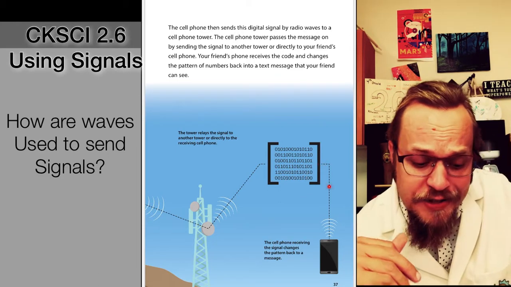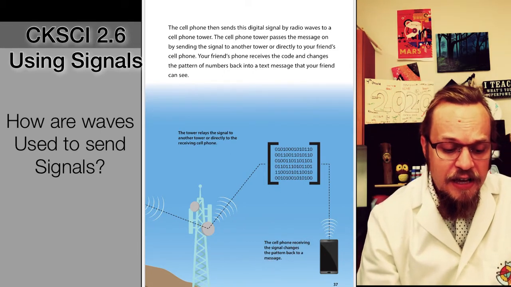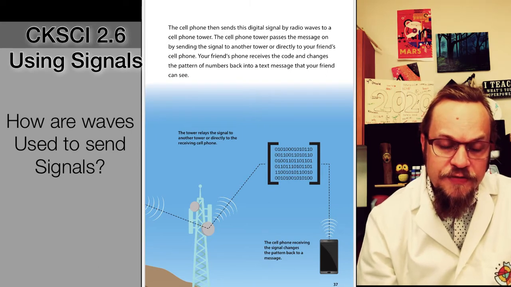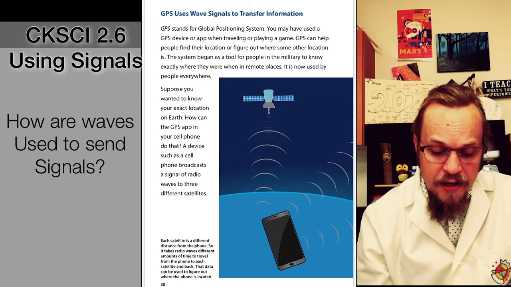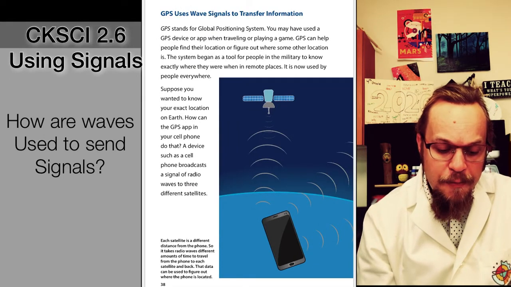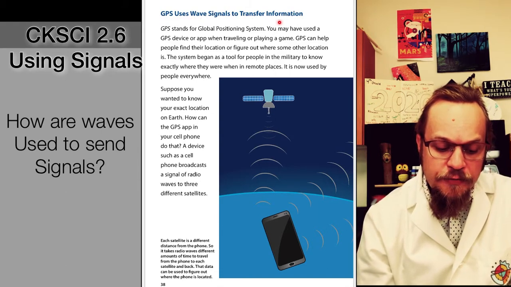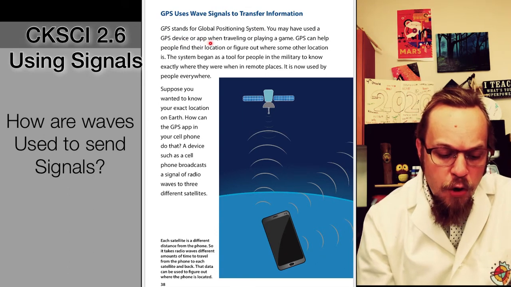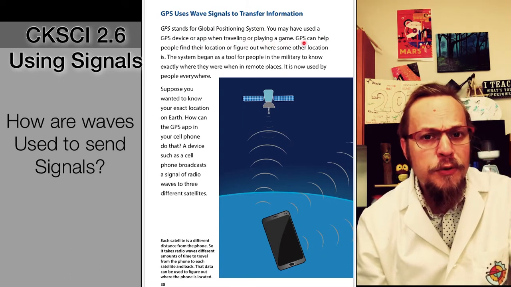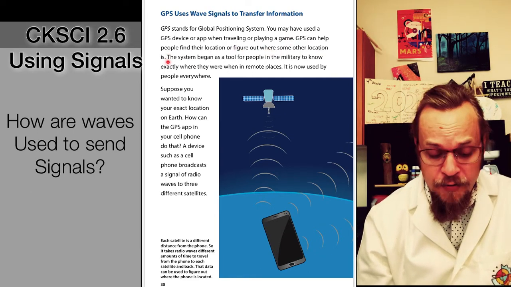Another type of technology that uses signals to transfer information is GPS. GPS uses wave signals to transfer information. GPS stands for Global Positioning System. You may have used a GPS device or an app when traveling or playing a game. GPS can help people find their location or figure out where some other location is. The system began as a tool for people in the military to know exactly where they were when they were in very remote or hidden places. But now it's used by people everywhere.